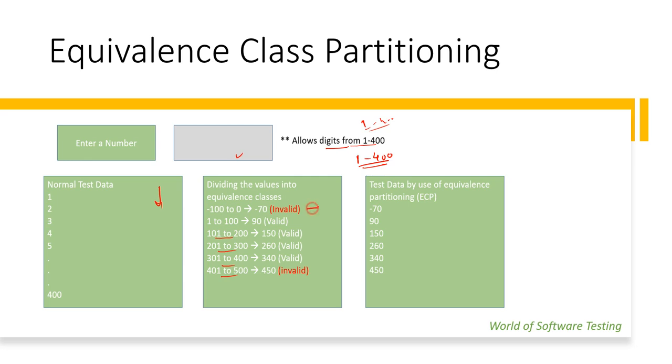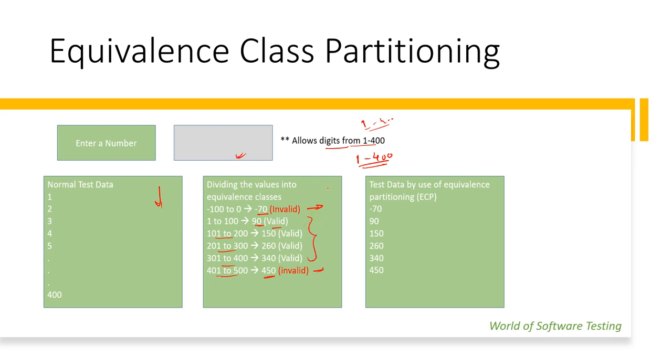So here this is invalid, right? Because this is -100 to 0 and we start from 1 to 400. So this can be considered invalid. Then just take one value from this, which should not get accepted in this text box. Then in the next class, 1 to 400, just take one value here, 90 we have taken, which should be valid and should get accepted in this text box. Similarly, try this for the rest of the classes here. And one more thing, for this 400 to 500 class, if you try to enter 450, it should not be accepted in this text box. So these two values will be invalid and this will be the valid one.